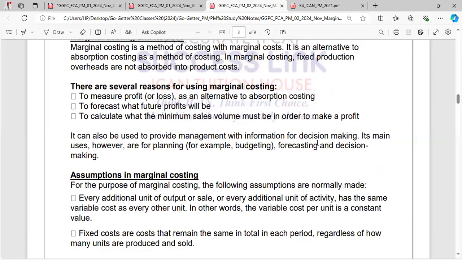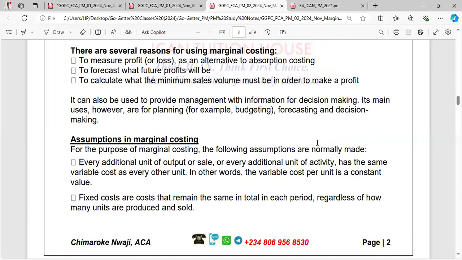Now, what are some of the assumptions we will use in marginal costing? First assumption is that every additional unit of output or unit of sale has the same variable cost. In other words, the variable cost is constant. Variable cost per unit is constant. What it means is that if I am selling my bread 100 naira per unit and I've sold 5 units, 5 times 100 is 500. An additional sale will make me have 600 naira, right? It means that my variable cost per unit is constant at 100. Take note, variable cost per unit is constant.